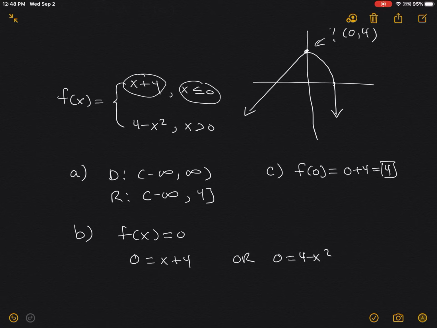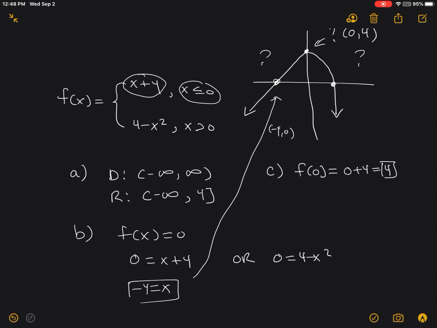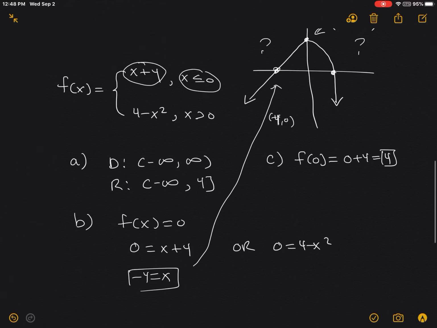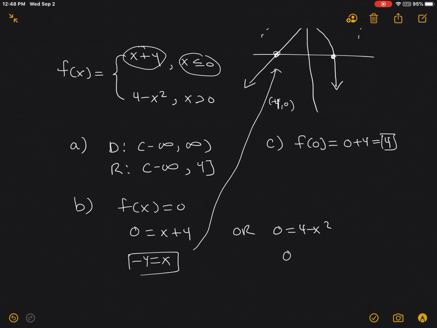So in other words, what are these x coordinates right here? That's what we're trying to find, right? Okay, one-step equation. Over here, you're going to get x is equal to negative 4. That must be this coordinate. Okay. And if you solve this equation, you're going to get x squared is equal to 4, but when you take the square root of both sides, you're going to get x is equal to plus 2 or x is equal to negative 2.